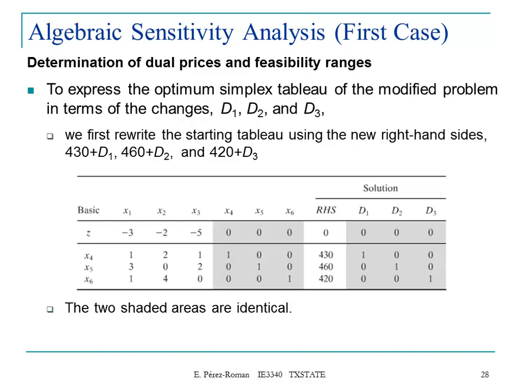So to express the optimal simplex tableau of the modified problem in terms of the changes in D1, D2, and D3, we first rewrite the starting tableau using the new right-hand side. So what you can do is use the initial tableau and add those three columns, one per dual price. And you have an identity matrix here, which is basically letting you know that D1 corresponds to the first row, D2 corresponds to the second row, and D3 corresponds to the third row.